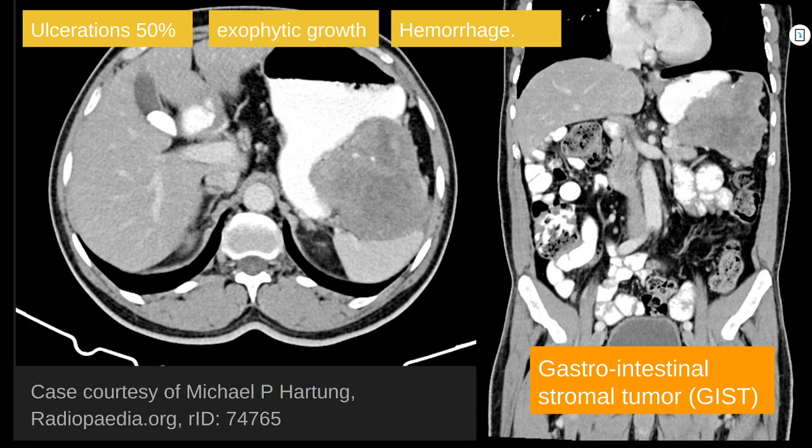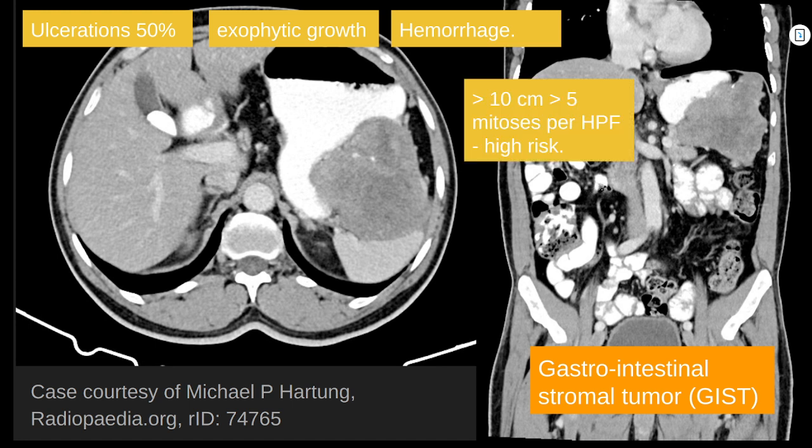GIST tumors tend to have variable malignant potential, which is determined by the overall size and histopathological findings. So if the tumor is greater than 10 centimeters in size and shows greater than 5 mitoses per high power field, that is considered a high risk feature.